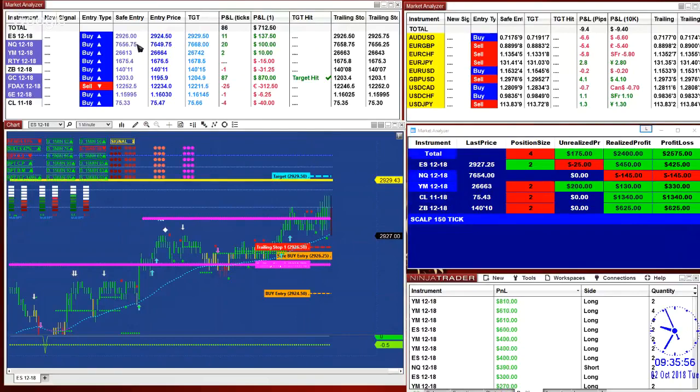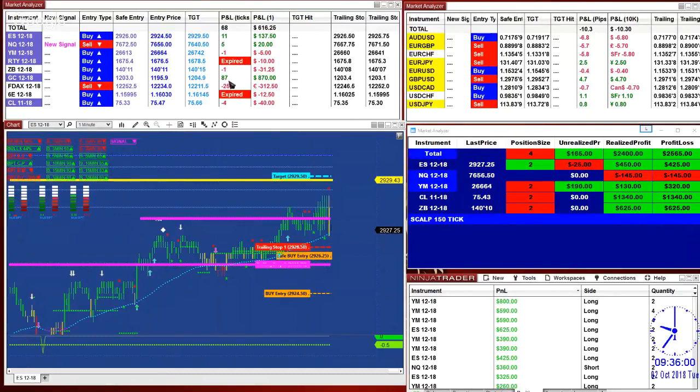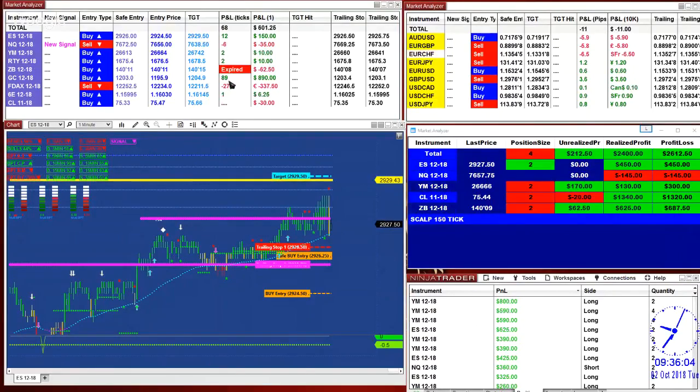As an example, right now the market has changed direction, and that's why we have a new signal right now, as we speak, on the NASDAQ. The NASDAQ entry price is 76.56, and the target is 76.3850.